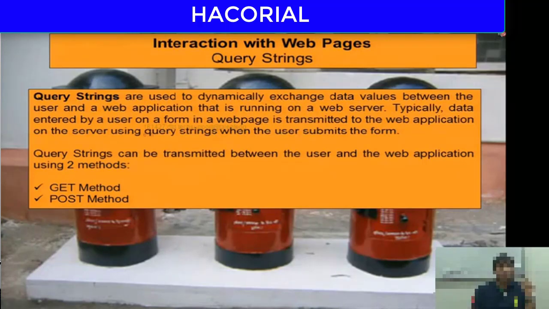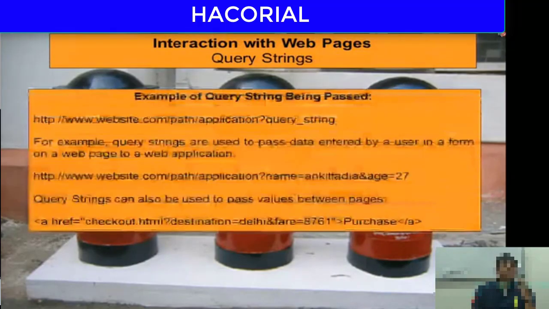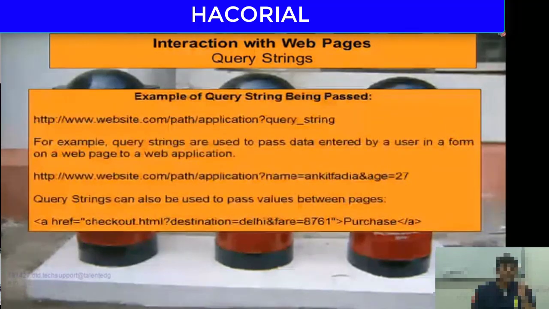Now query strings can be transmitted between the user's computer and the remote website using two different methods. You have the get method and then you have the post method. So get method and post method. So what is the main difference between get and post? Now before that, let us see an example of what a query string looks like.